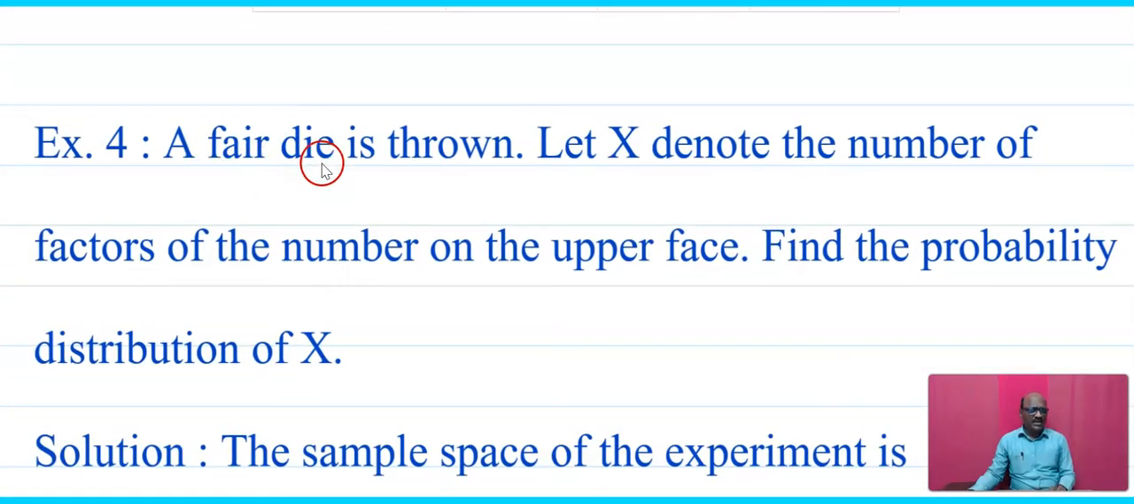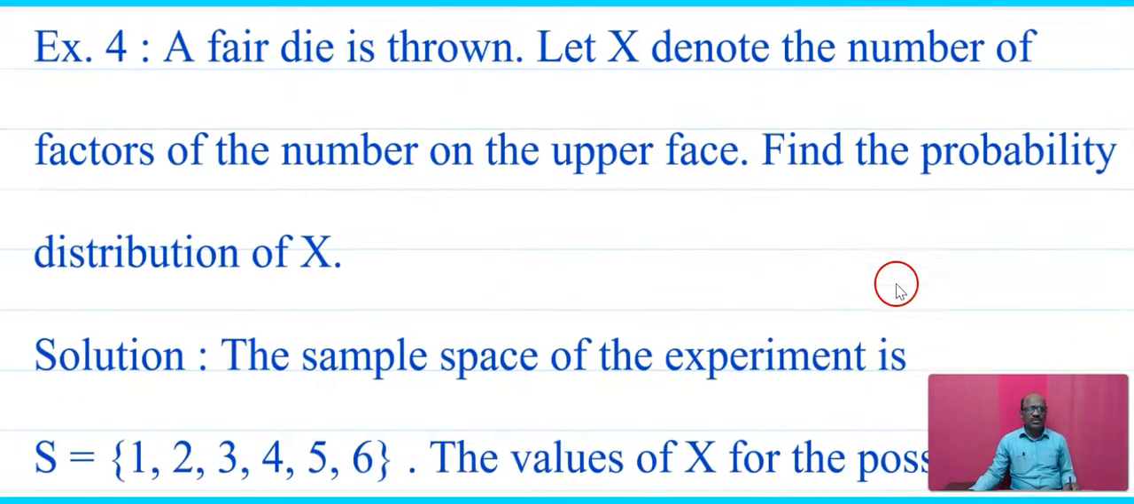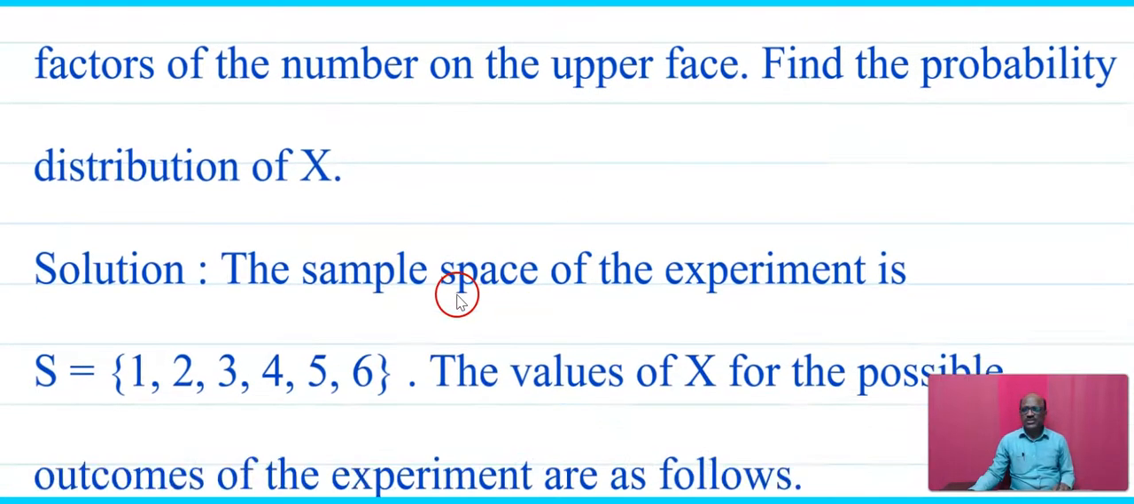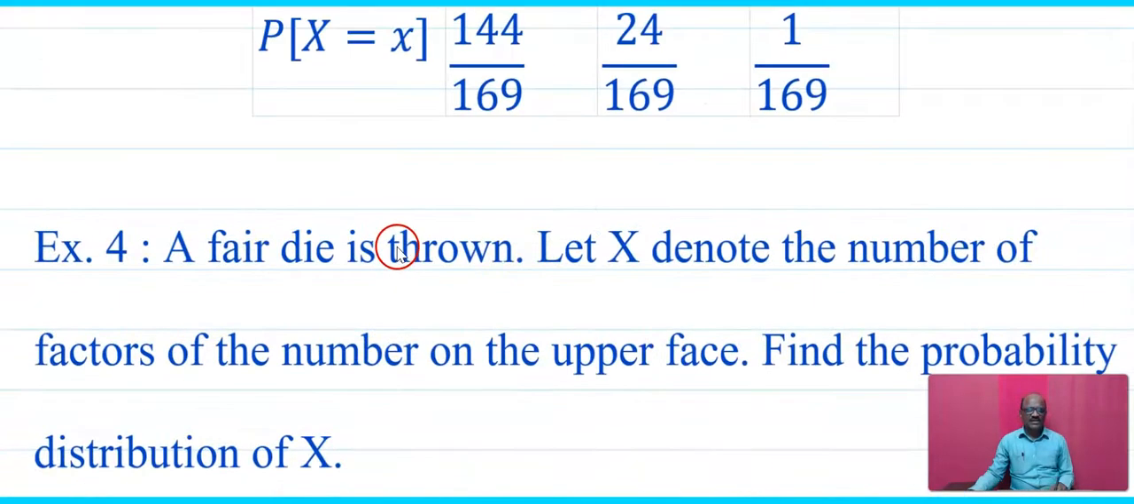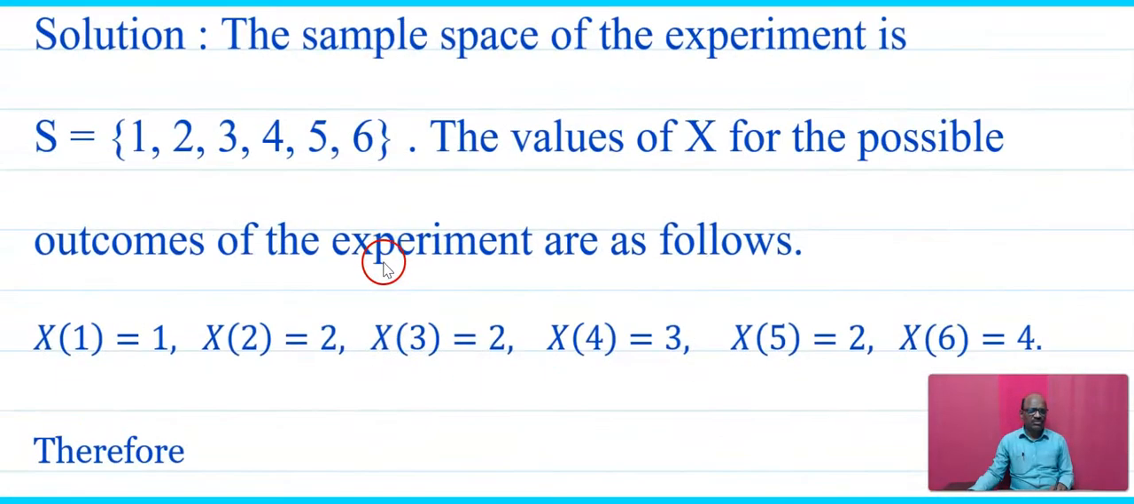A fair die is thrown. Let x denote the number of factors of the number on the upper face. Find the probability distribution of x. The sample space of the experiment is S. Now see this, S is 1, 2, 3, 4, 5, 6, for the fair die thrown.